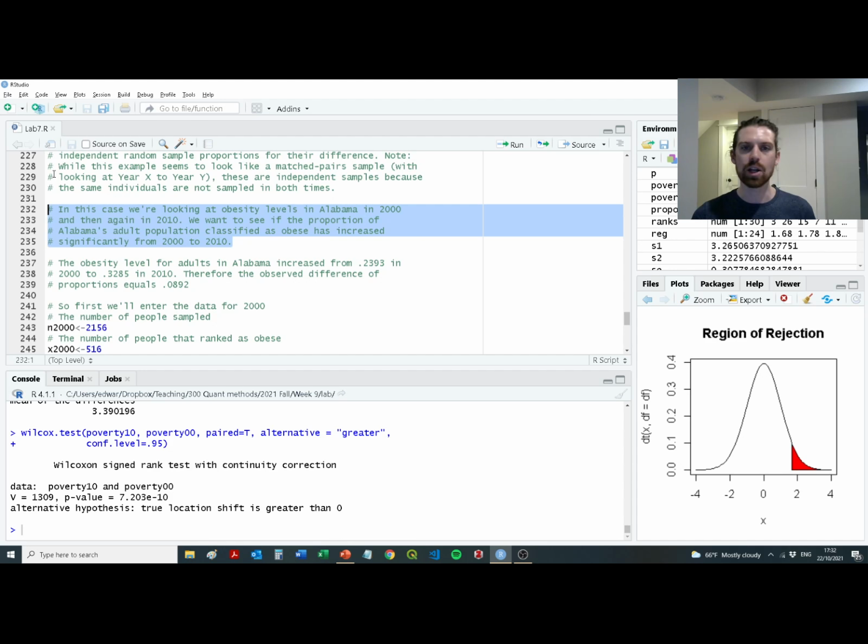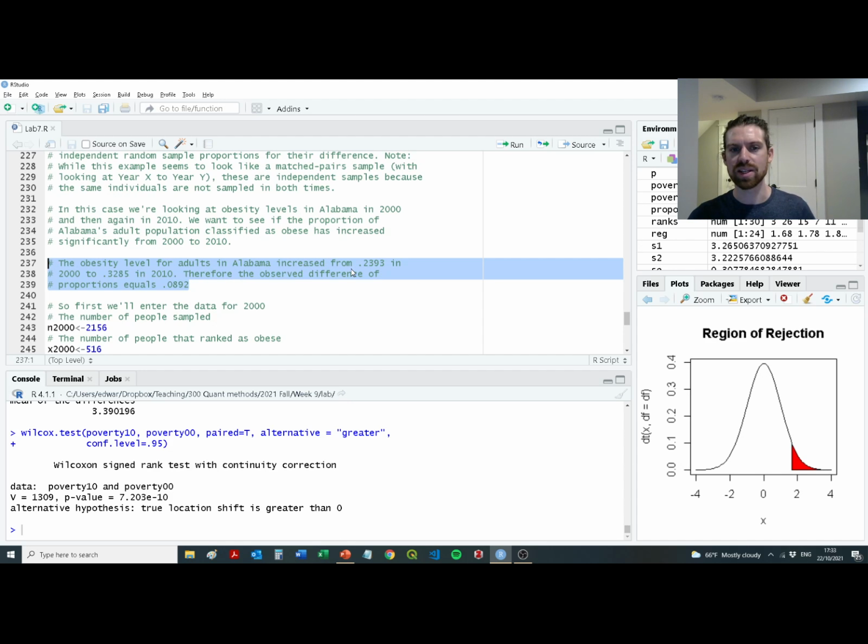Unfortunately, the adult population within the United States, particularly in some of the more deprived states, has ballooned in terms of excessive weight over this period, and therefore we're interested in statistically testing whether the obesity rate has actually increased, as we suspect it might have. The obesity level for adults in Alabama has increased from 23.9% in 2000 to 32.8% in 2010, so the observed difference in the proportions is about 8%.